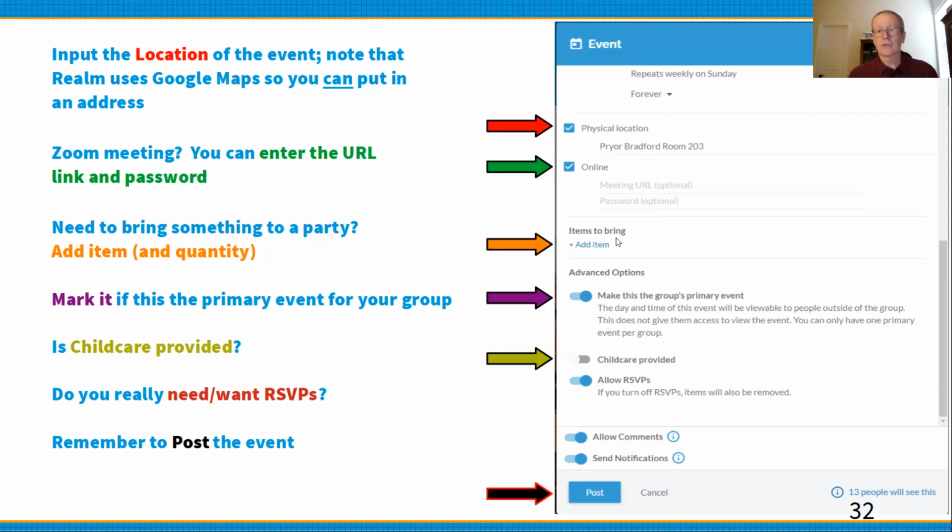One of the features of an event in Realm is, let's suppose you are having a Christmas party and you want folks to bring certain items. So you could actually add those items and how many of them you want people to bring. And as part of doing an RSVP, that is responding, saying, I'm going to attend, people would be able to say how many of the items that they're going to bring to the event.